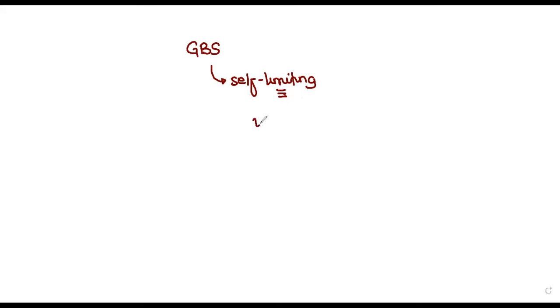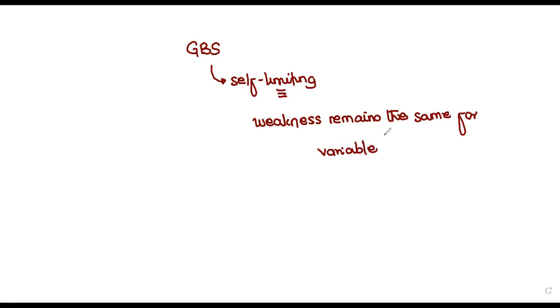And the weakness remains the same. So when the weakness starts and becomes progressive to a steady state, let's say it started with the legs and now the hands, and it's not moving up again, the weakness remains the same for a variable period of time. So the patient comes to you, you've done your CSF, you've done a whole lot of things, and then the mother is asking you, so doc, when will my child get better? Because I've come here and I've seen that the weakness is still there just as it is. I mean, is she going to get better?